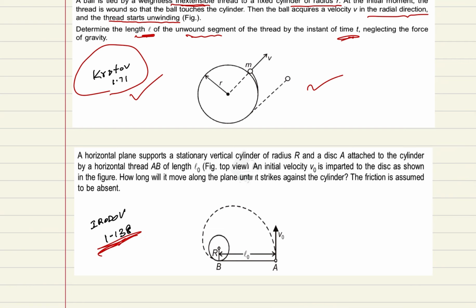This question I have taken from Irodov, also from mechanics, first chapter, question 138. A horizontal plane supports a stationary vertical cylinder of radius r and a disc A attached to the cylinder by a horizontal thread AB of length L0. You can see the top view of the figure they have given. An initial velocity V0 is imparted to the disc as shown in the figure. How long will it move along the plane until it strikes against the cylinder? The friction is azimuthally opposite.